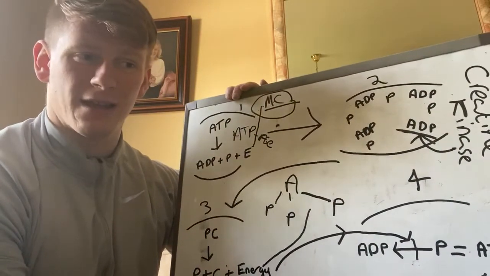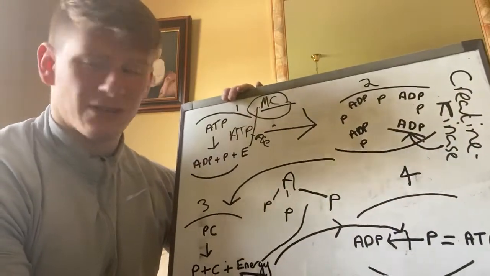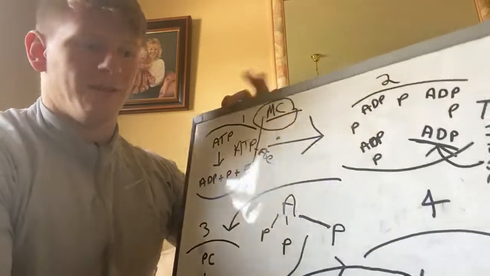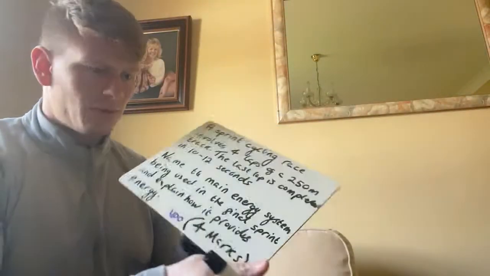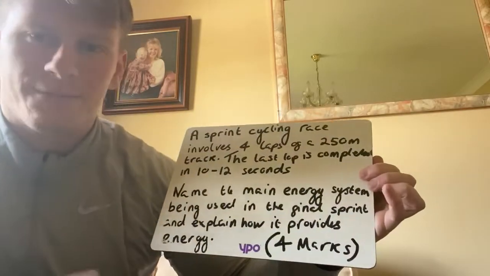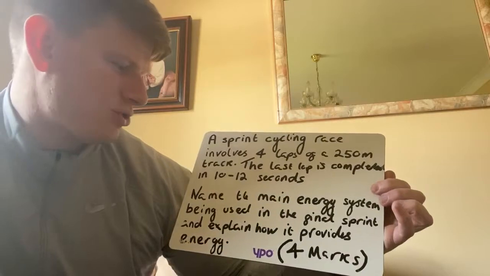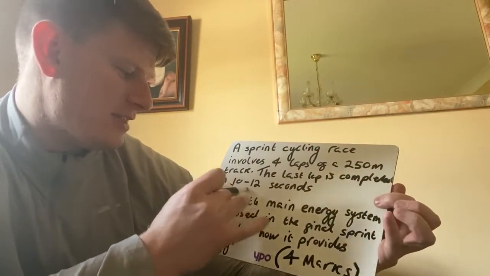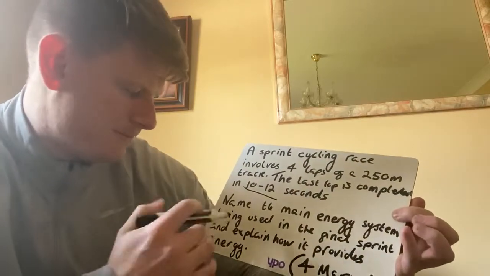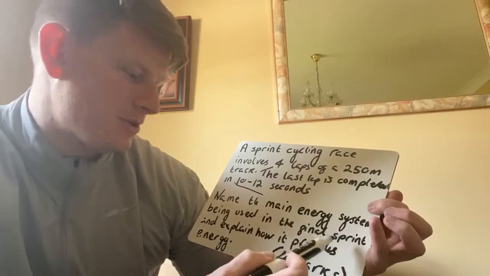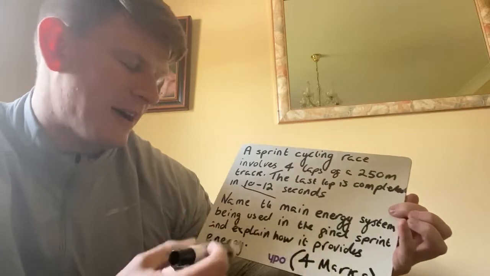Hopefully that makes sense to you, which takes us into the questions, and I'll do another video in terms of the evaluation. A question might look like this: a sprint cycling race involves 4 laps of a 250 metre track. The last lap is completed in 10 to 12 seconds. That's important. Name the main energy system being used in the final sprint and explain how it provides energy.